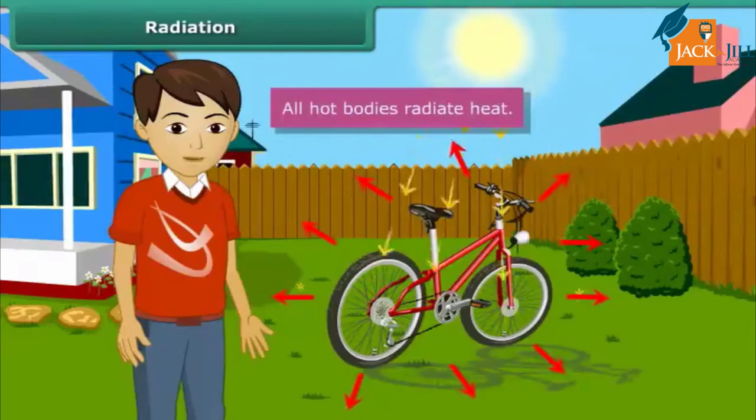All hot bodies radiate heat. The hot objects radiate heat rays to the surroundings. Heat from the sun comes to us by radiation. It travels through millions of kilometers of space to reach the earth. When this heat falls on some object, a part of it is reflected, a part is absorbed, and a part may be transmitted. The temperature of the object increases due to the absorbed part of the heat.